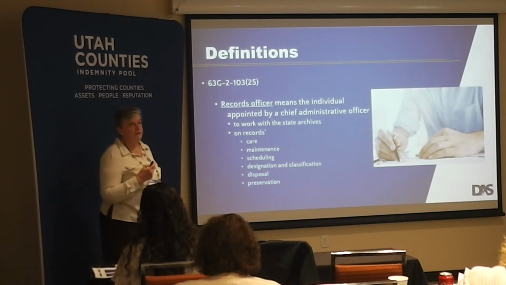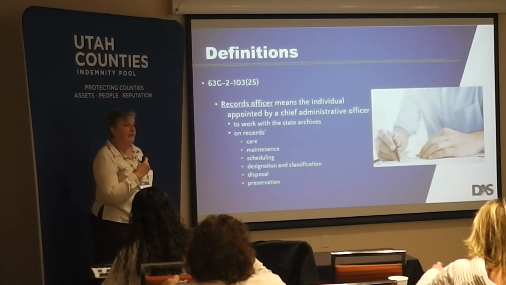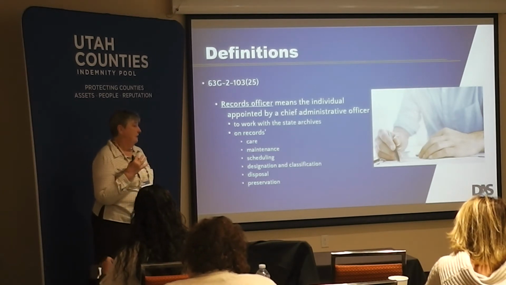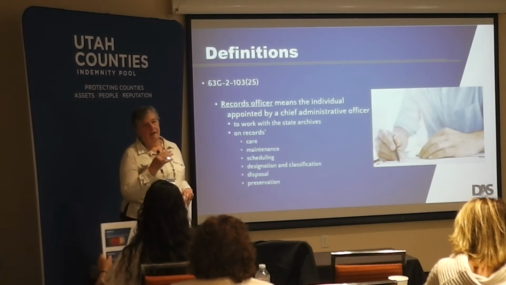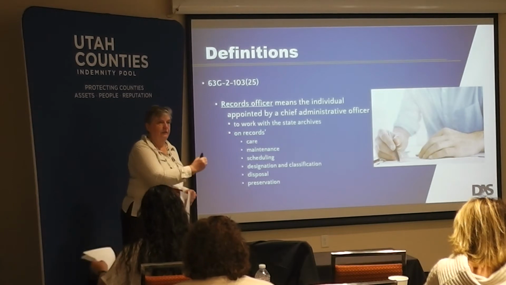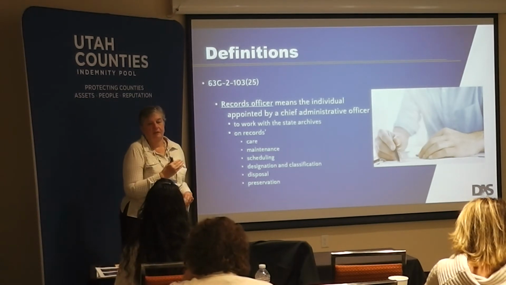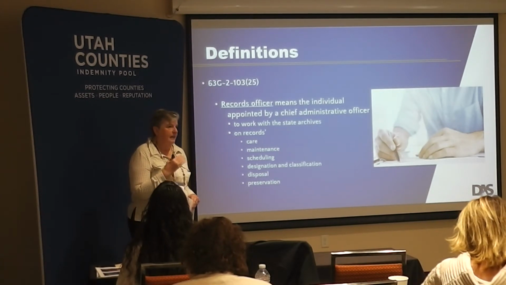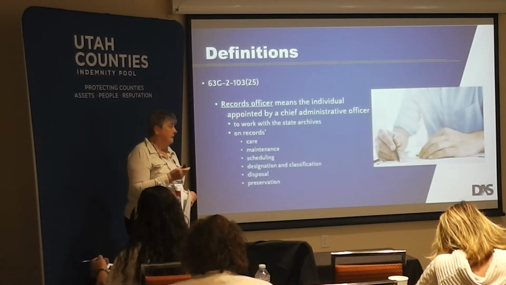So then there's a definition for a records officer. A records officer is the individual appointed by a chief administrative officer in every governmental entity who is responsible to work with the state archives on the care, maintenance, scheduling, designation and classification, disposal and preservation of records. If you go to the Public Records Management Act, the chief administrative officer of every governmental entity is required to appoint one or more records officers who are responsible for classifying, responding, and managing all of those things that have to do with records, including destruction, and seeing that they follow the retention schedule. Note that this can be one records officer or more than one, dividing the responsibilities among several people. That's an important point.